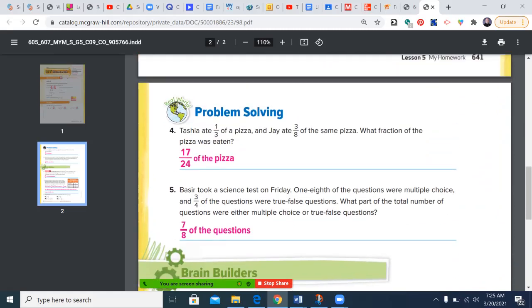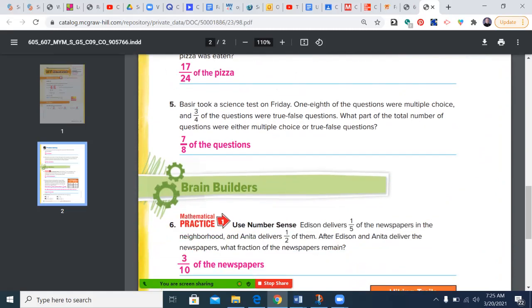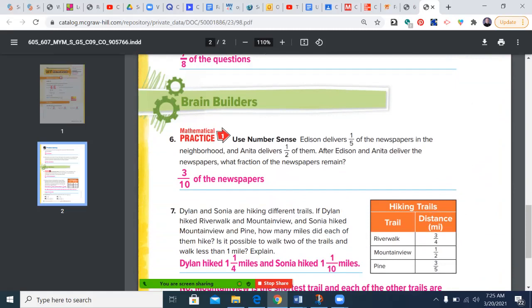1/3 plus 3/8 is 17/24. With 3 and 8, the least common multiple is 24. We have 3/4 and 1/8. The least common multiple of 4 and 8 is 8 because 4 goes into 8, and we end up with 7/8. With 1/5 and 1/2, the least common multiple of 2 and 5 is 10.